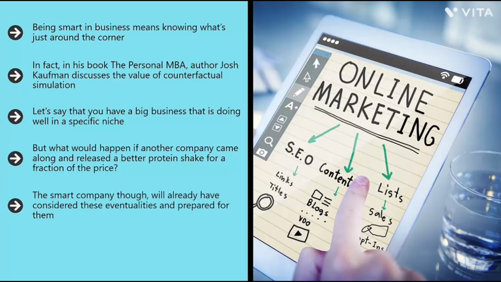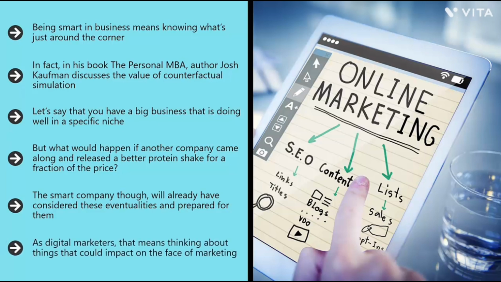The smart company, though, will already have considered these eventualities and prepared for them. This is counterfactual simulation. It's thinking about what's just around the corner and then preparing for those possibilities. As digital marketers, that means thinking about things that could impact on the face of marketing. And one of the things that could have the biggest impact of all?